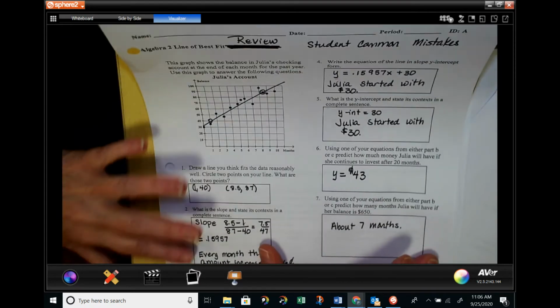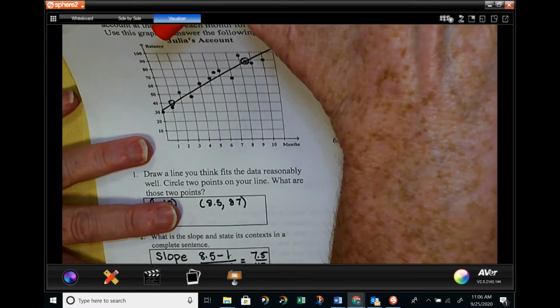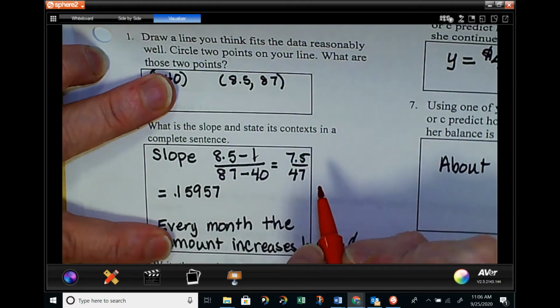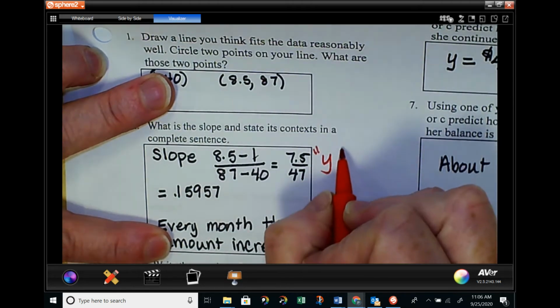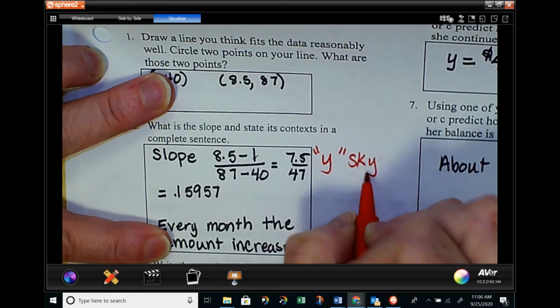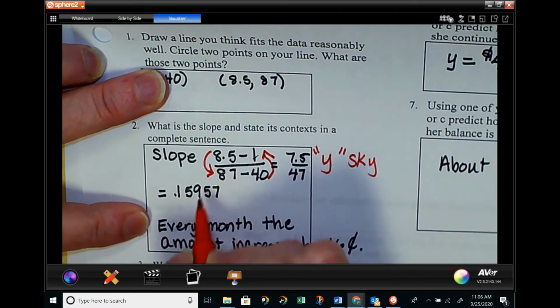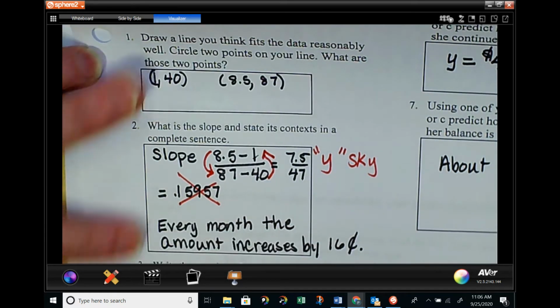The slope, what they did wrong on the slope here. What they did wrong is they put X on top. Remember that it should always be Y to the sky. So the X should go on the bottom, and the Y should go on top. So this is a wrong slope.